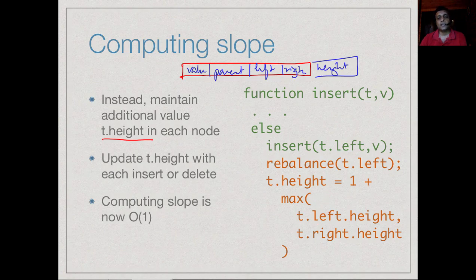As we are rebalancing, we readjust the heights. And every time we want to check the slope, we just check the two trees below us and the difference of their heights, because that is given locally by the height field in the node. So we have to be careful not to compute height recursively, but to store the height as part of the tree and also update it with every update.